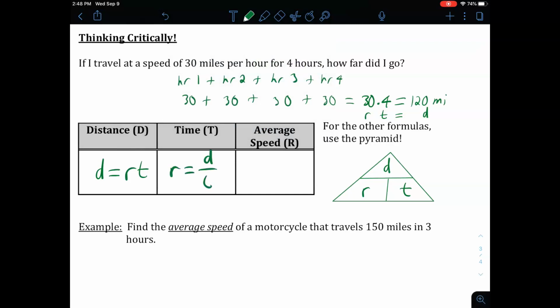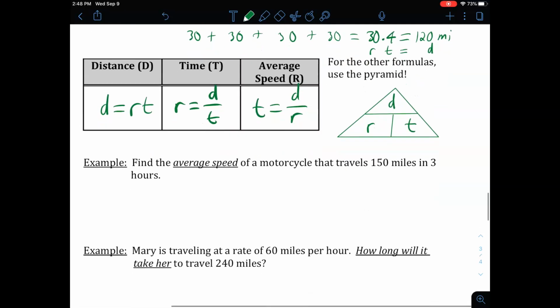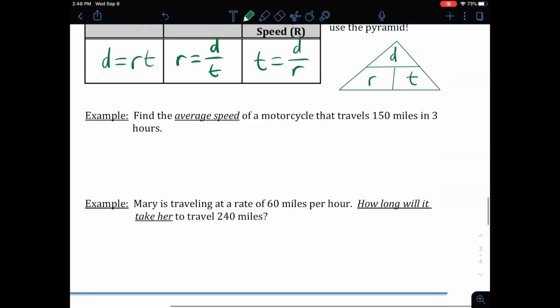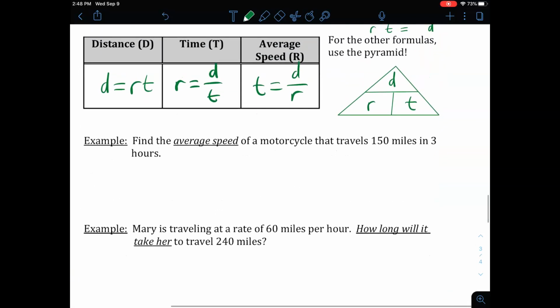So, for example, rate is going to equal distance over time, and time is going to equal distance over rate. Okay, so those are the shortcuts. We have two examples here. We'll do one together. You guys will try the last one on your own.